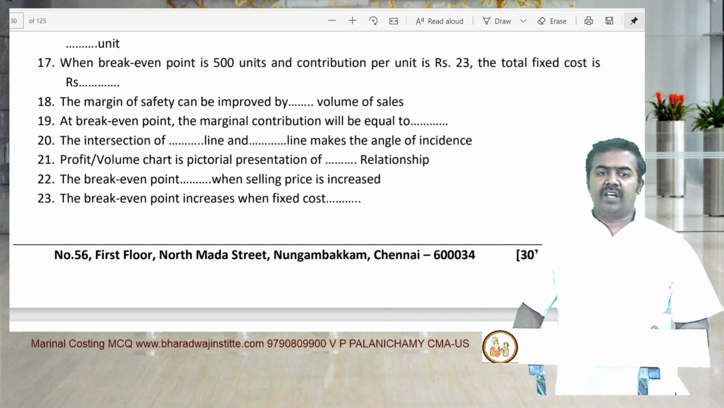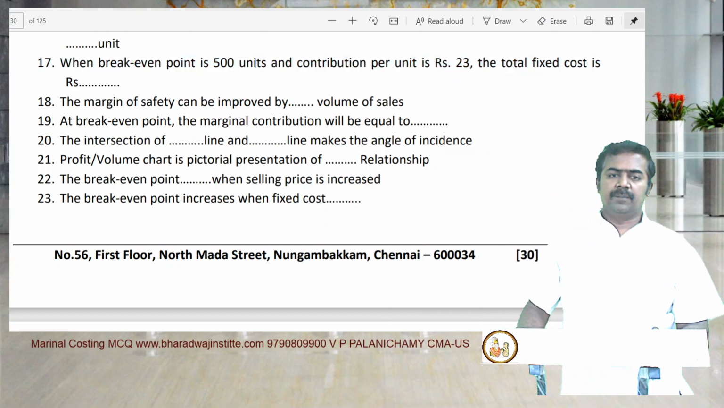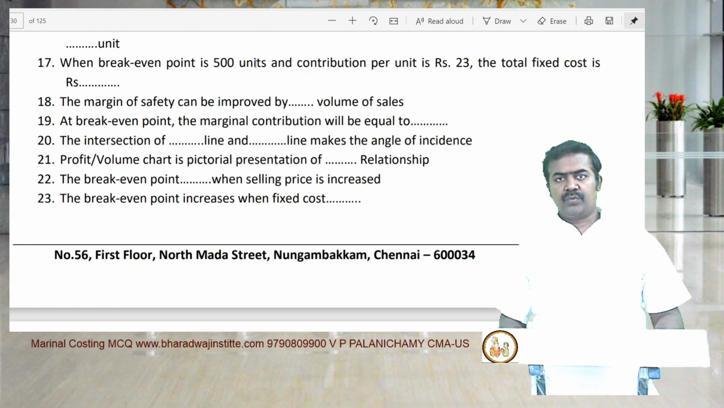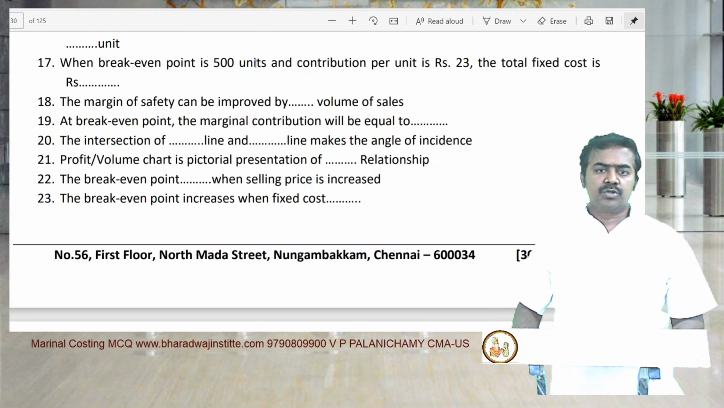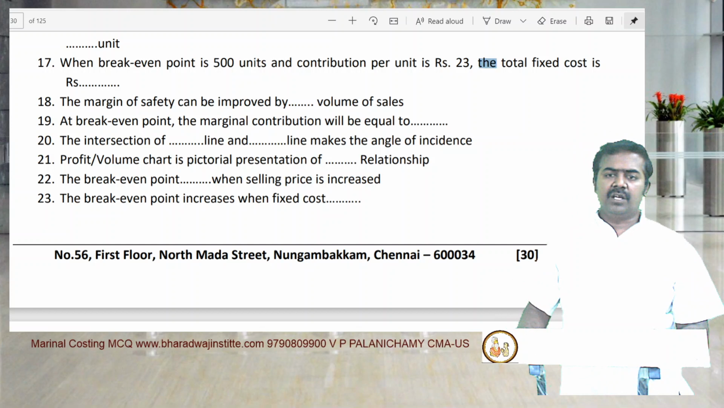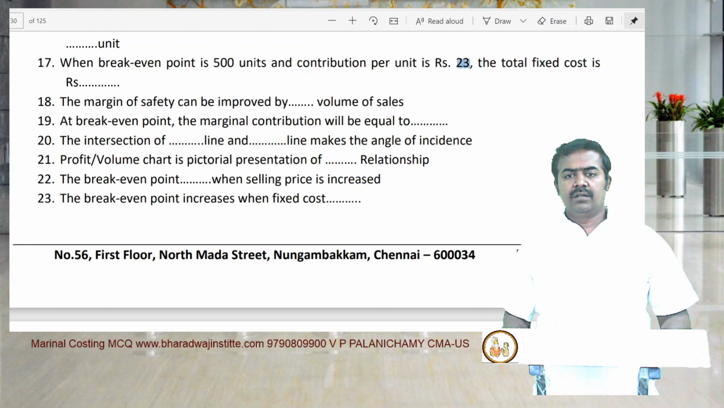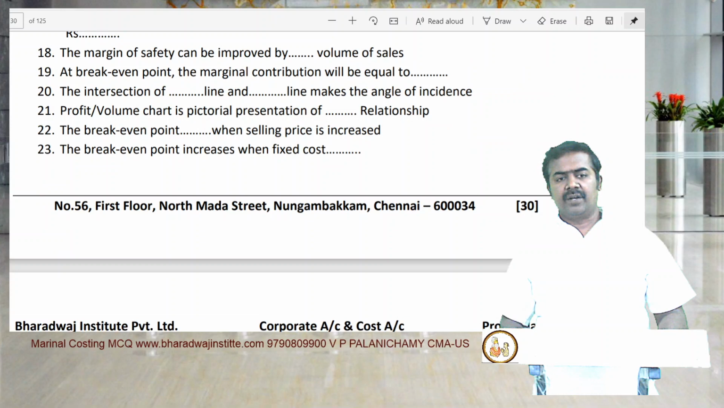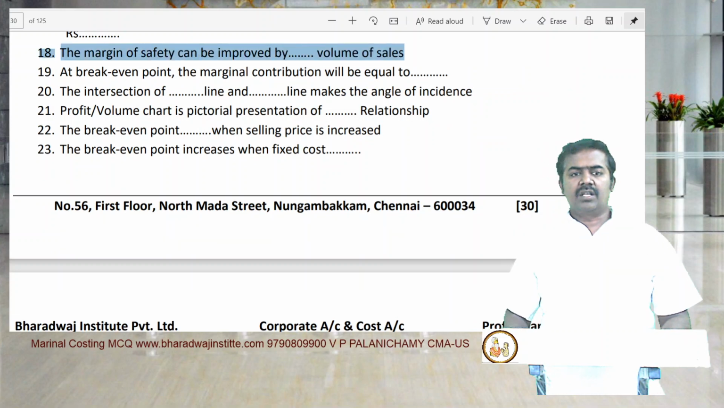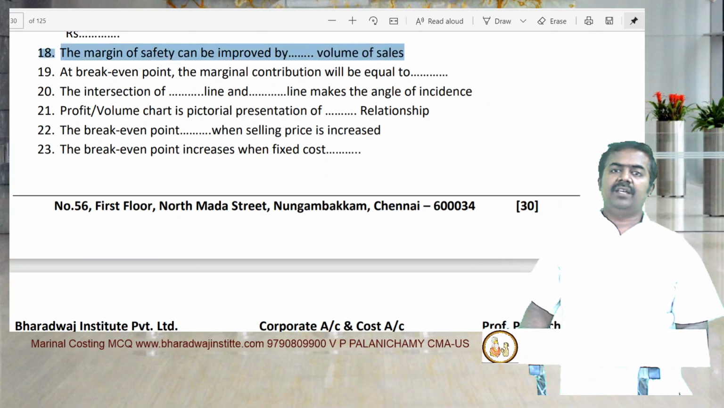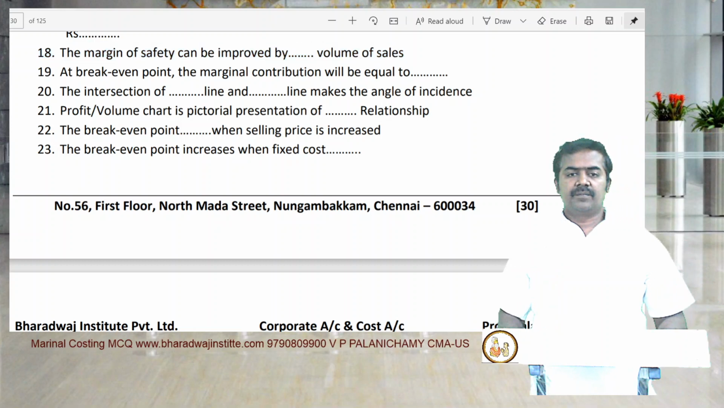Break-even point is 500, contribution is 23. So 500 into 23, I hope it will be 11,500. That will be equal to fixed cost. Contribution is equal to fixed cost when there is a break-even point. Margin of safety can be improved by increasing the volume of sales.